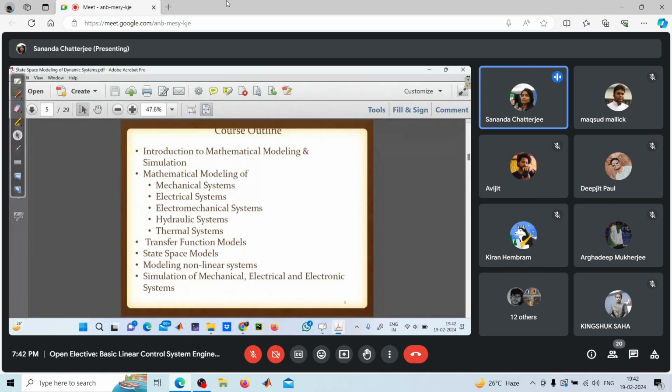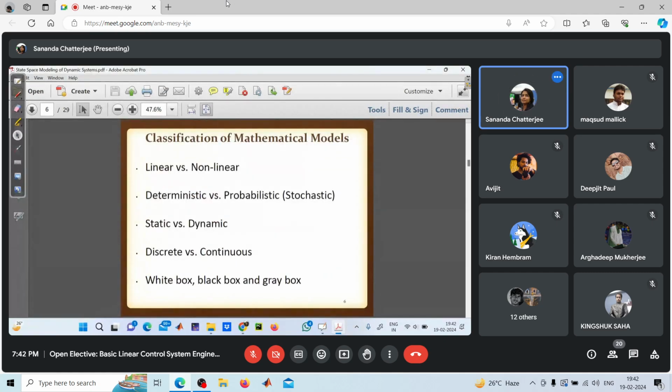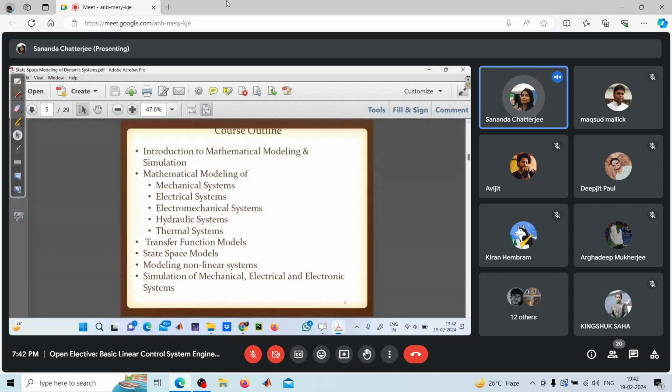Now, if we have these systems, how can we get the mathematical models of the system? We can classify them into two broad categories. Here we will consider one category in which we model the system as a transfer function model. That will give us an input-output relationship between the input and output of the system.